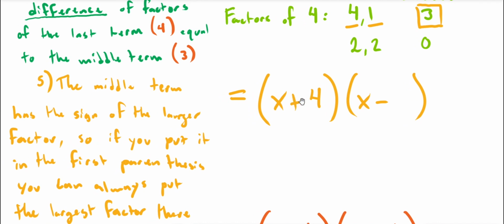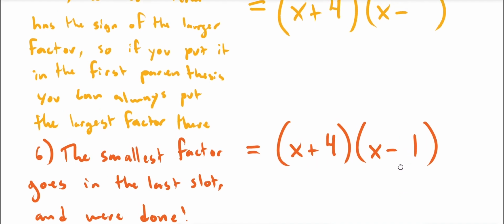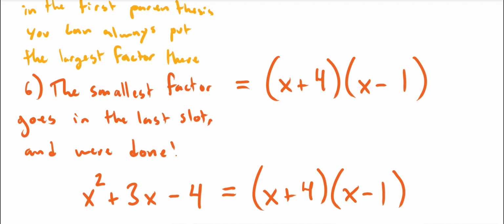Now, because the middle term was a positive, we can always just take our biggest factor and put it right here. If they match, don't worry about where you're putting it. But if they are different, like 4 and 1, we put the bigger one right here. And that means the smaller of the two is going to go right here. So we put a 4 in the first spot with the plus sign, and we put a 1 next to the minus. And we're done. That's the factored version of x squared plus 3x minus 4. It's x plus 4 times x minus 1.